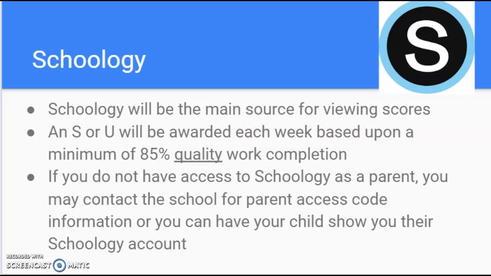So let's get started. Our Schoology platform will be the main and only source for viewing scores right now. A satisfactory or unsatisfactory mark will be given each week based upon a minimum of 85% quality work being completed. If you parents do not have access to your child's Schoology account, please contact the school for the parent access code information, or you can just have your child show you their Schoology account.